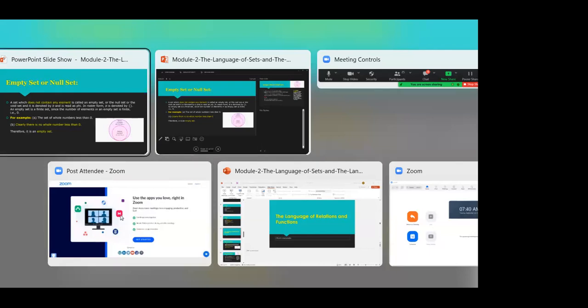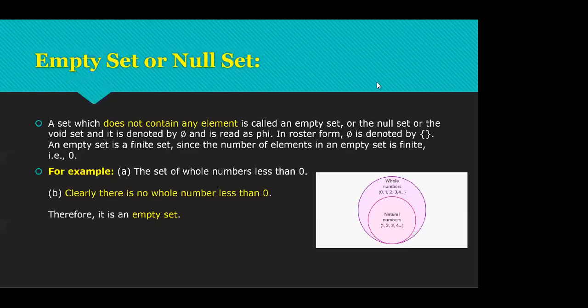Yes. Today we will be continuing on the other sets that will be included in this module. The first one is the empty set or null set. It is a set which does not contain any element, and it is called an empty set, the null set, or the void set. It is denoted by the symbol phi, and in roster form, it is denoted by curly brackets.